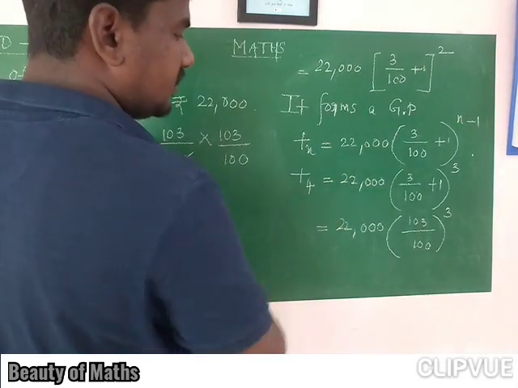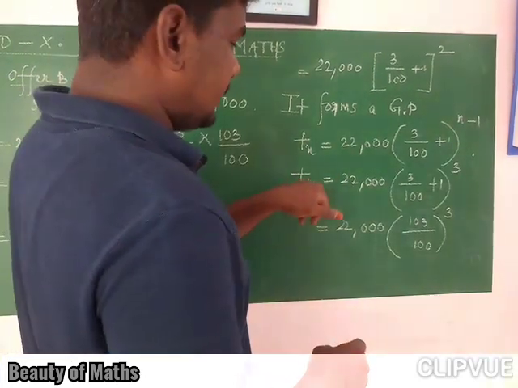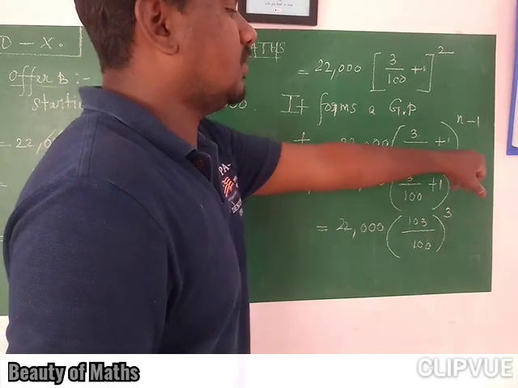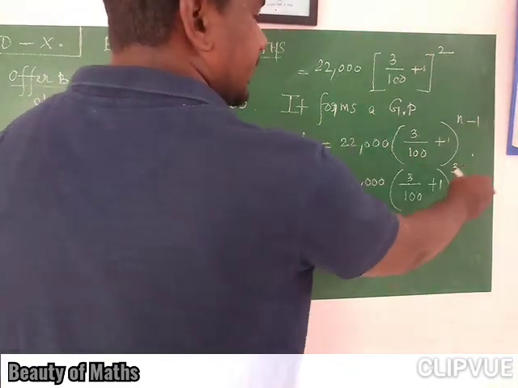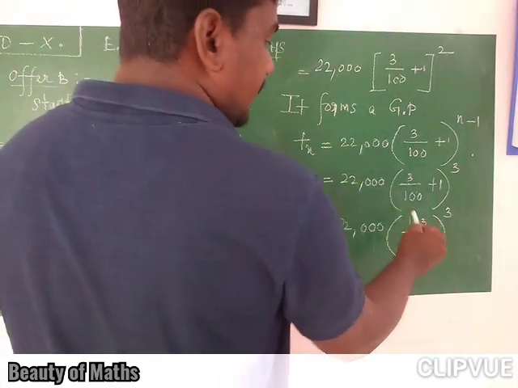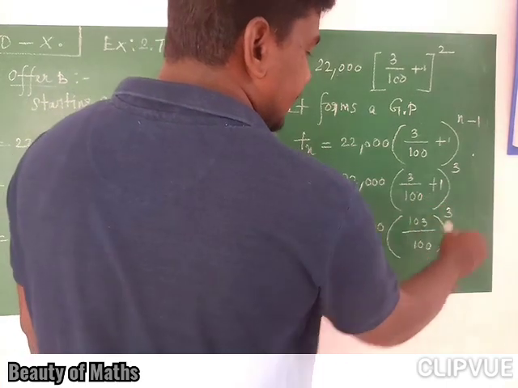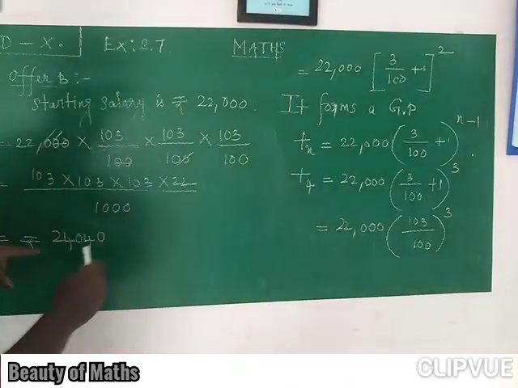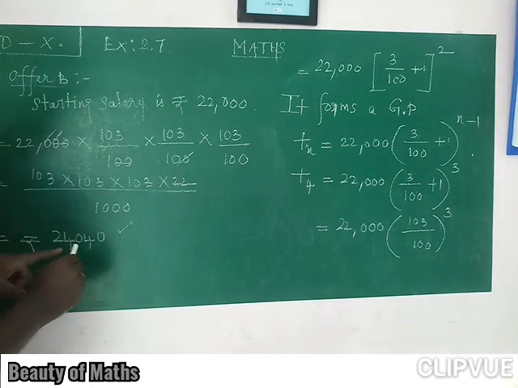So T4, the fourth year salary, we are going to find. T4 is 22,000 of (3/100 plus 1) whole power 4 minus 1, which gives 3. So 22,000 of 103 by 100 whole power 3. If you write like this, you can simplify and you will get the answer 24,040. This is offer B.